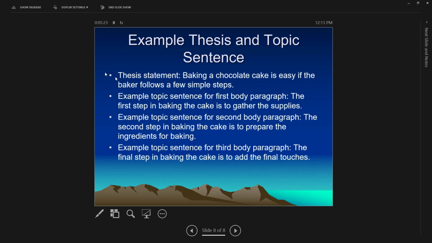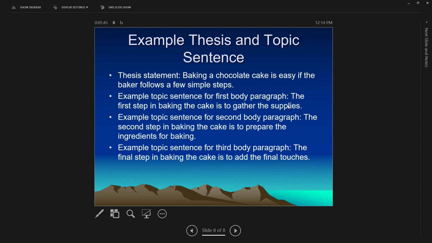So if our thesis statement is baking a chocolate cake is easy if the baker follows a few simple steps, an example topic sentence for the first paragraph is, the first step in baking a cake is to gather the supplies. Second paragraph, the second step in baking the cake is to prepare the ingredients for baking. The final step in baking the cake is to add the final touches.